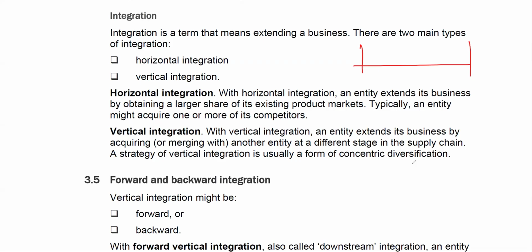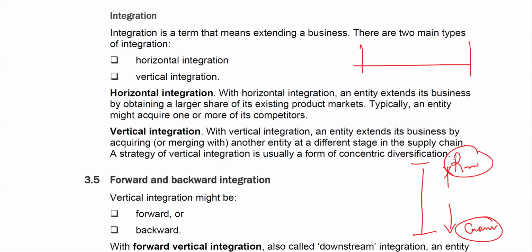But with vertical integration, it's like this. It means you're either going to the raw material base to acquire your supplier, or you are coming forward to acquire a customer or a distributor. So that is how it works with vertical integration. Acquiring the same business in the same line of business at the same level is horizontal integration, so acquiring one or more of your competitors.